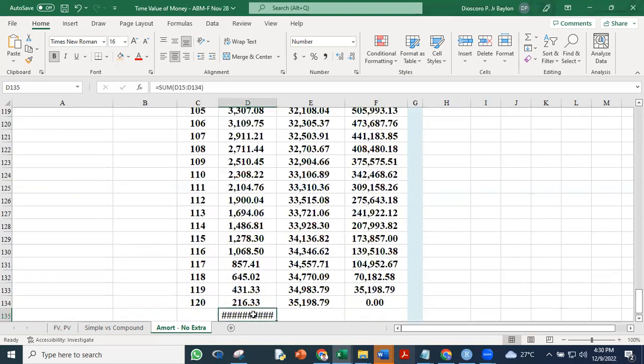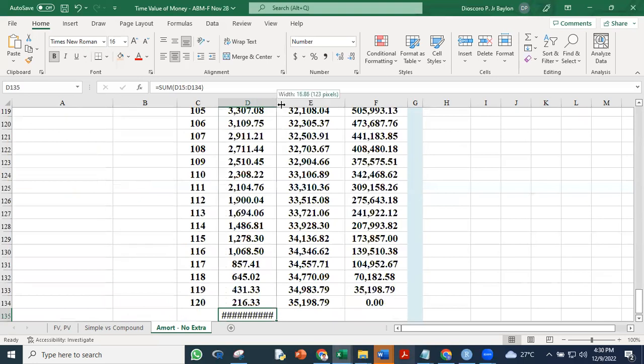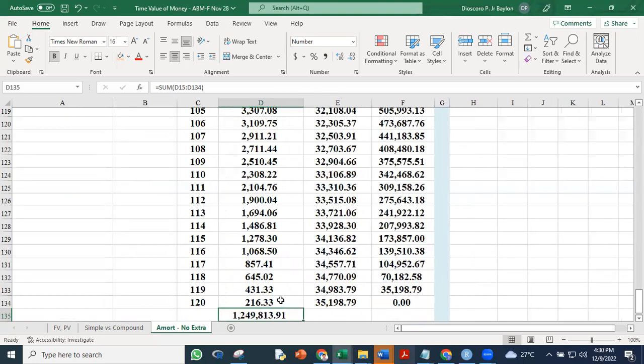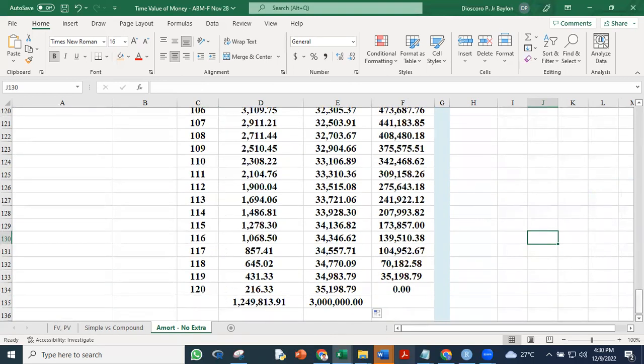Okay, let me just check the 2 decimal places. All right, so the total interest paid is 1.2 million and the total payment to principal is 3 million as expected. Okay, because this is a principal balance.